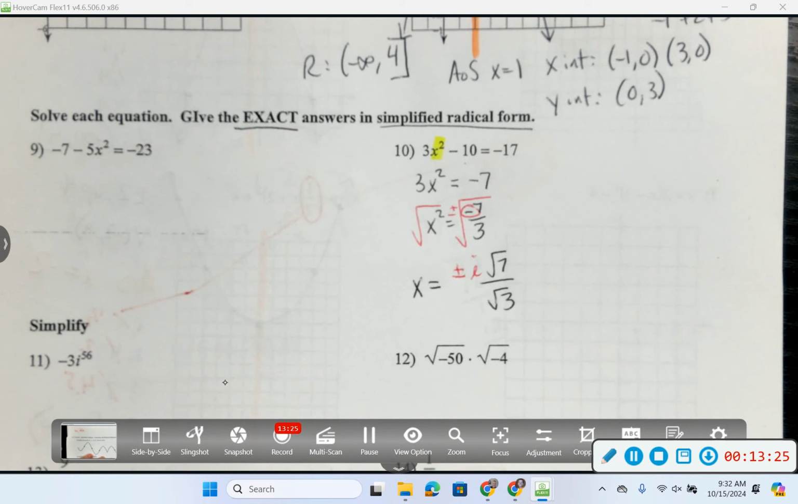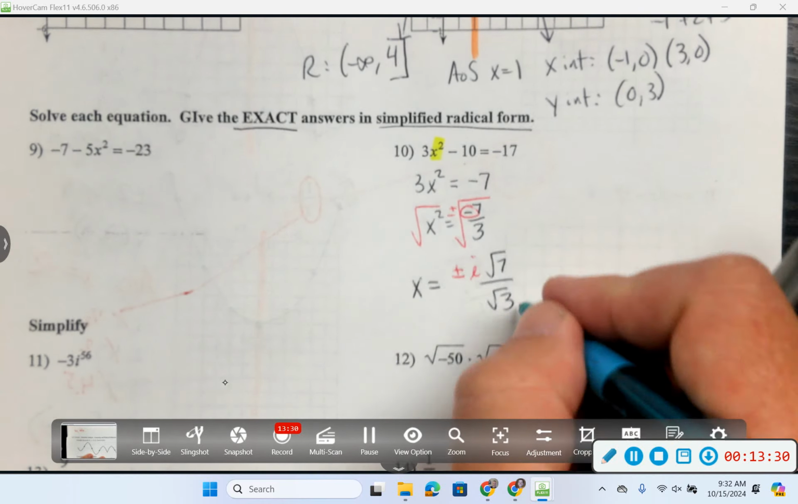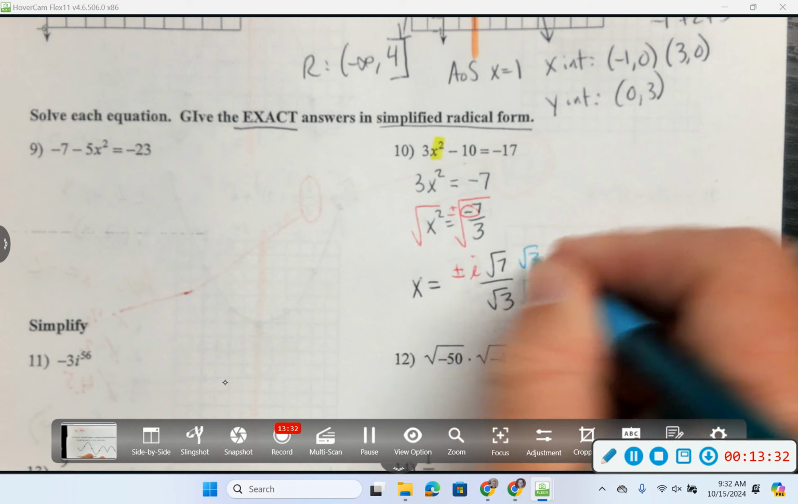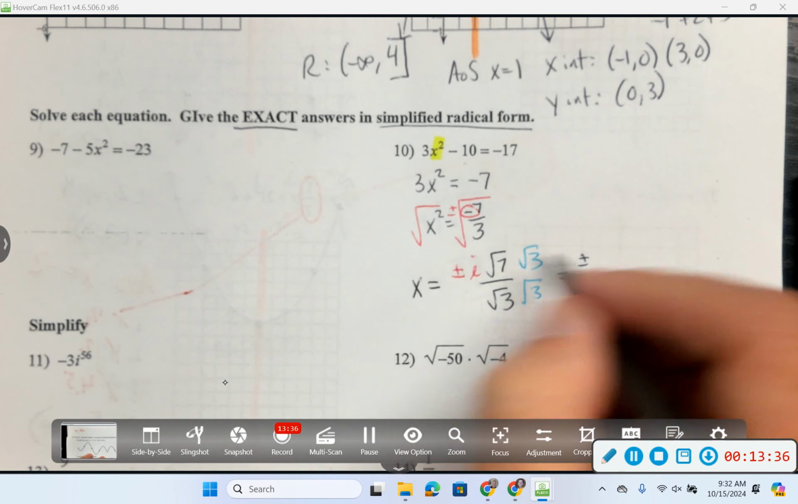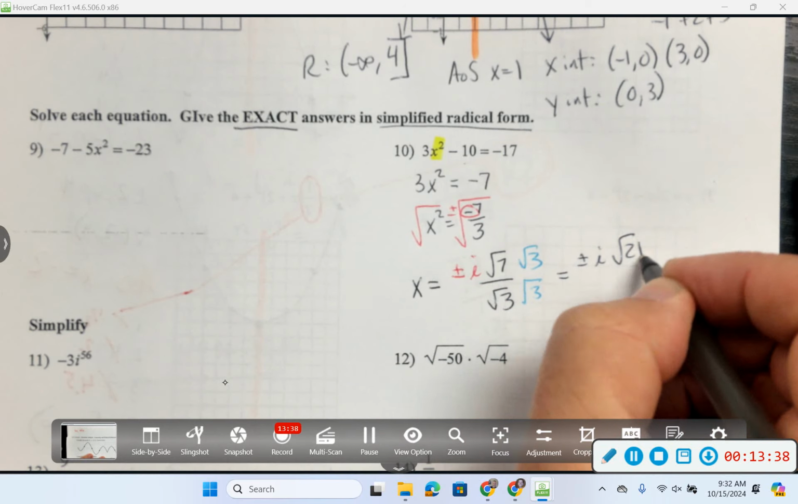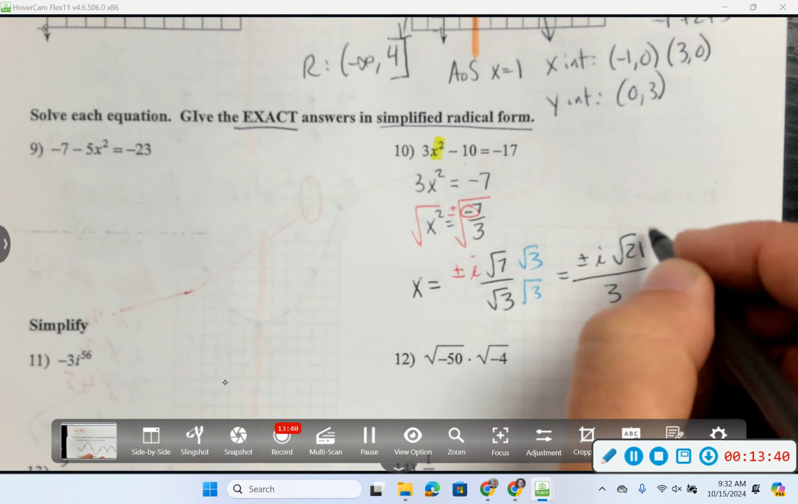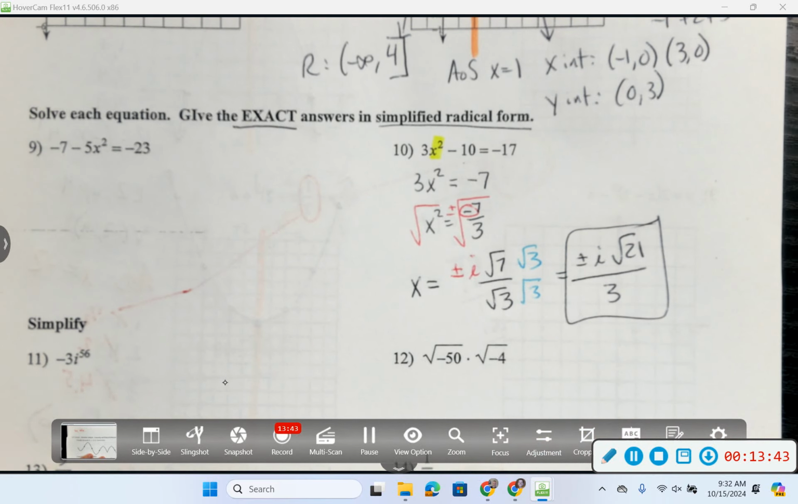Not wrong, but not okay, right? Like, what do I need to do to fix that? Let's multiply top and bottom by the square root of 3. So plus or minus i root 21 all over 3. Ooh, a lot of pieces to that.